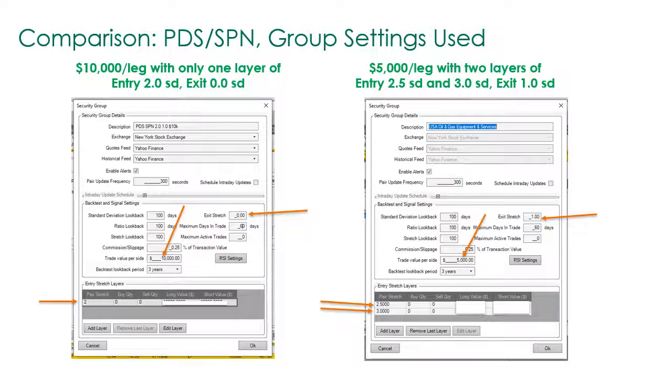Now you'll see on the right, we set the trade value per side. Look at the orange arrow in the middle there, to 5,000. That dictates the value of each layer. Okay, you can only set one value for each layer, so you can't have different values for each layer. We're going to do that in the next upgrade to Pro, but for now you have to go in at 5,000 or 3,000, whatever you set in trade value per side, that's what you go in at for each layer. The exit stretch over there on the right orange arrow is set at 1.0, and then the entry stretch layers, as you see on the left of the right box, is 2.5 and 3.0. So pretty exciting. Let's see what the different results are when you run these back tests.